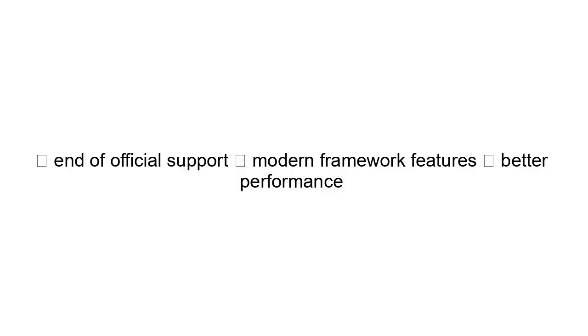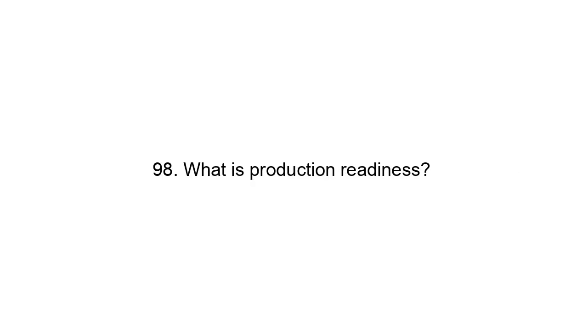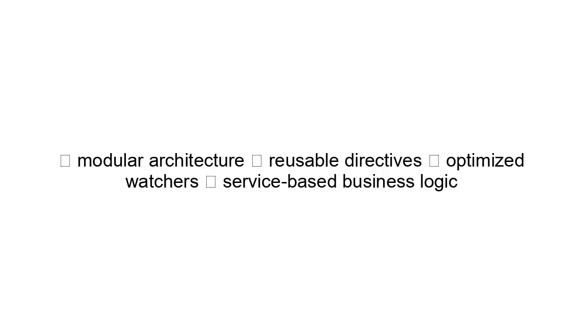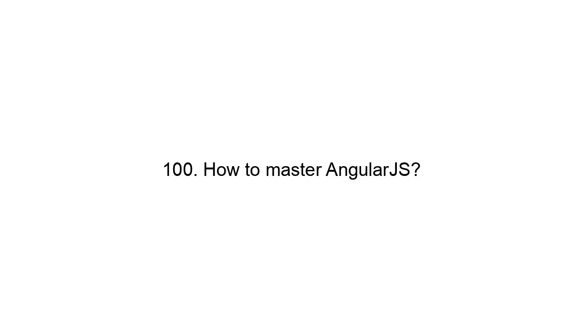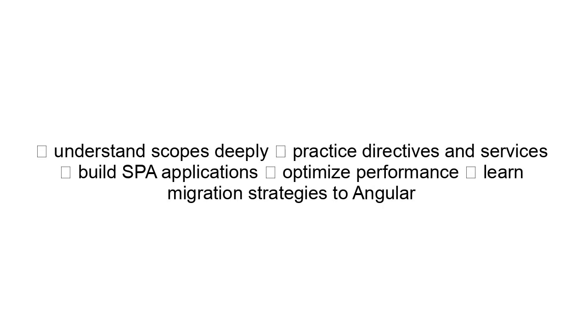Modern framework features. Better performance. 98. What is production readiness? Stable, scalable, secure deployment. 99. What are best practices in AngularJS? Modular architecture, reusable directives, optimized watchers, service-based business logic. 100. How to master AngularJS? Understand scopes deeply, practice directives and services, build SPA applications, optimize performance, learn migration strategies to Angular.